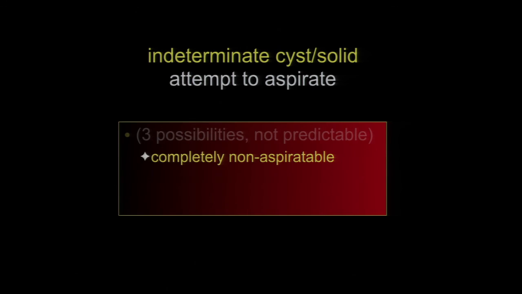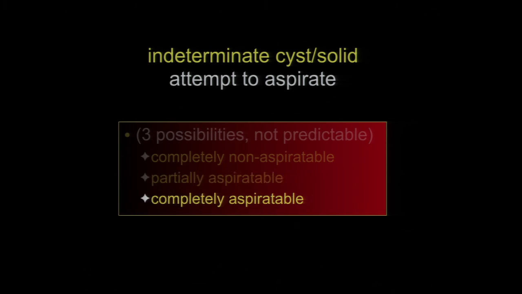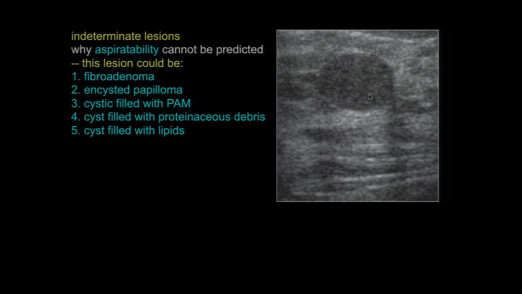If you attempt to aspirate it, there's three possibilities. It won't aspirate at all, it'll partially aspirate, or it'll completely aspirate, and you can't tell the difference. This could be a fibroadenoma. This could be a papilloma completely filling a cyst. This could be apocrine metaplasia filling a cyst, or it could just be proteinaceous debris or fatty debris.